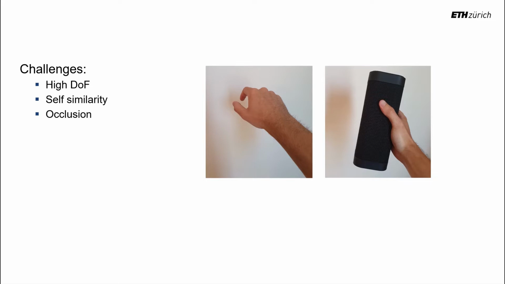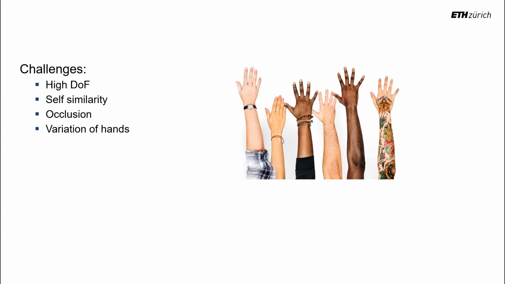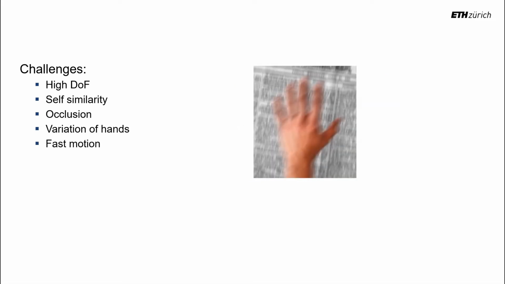Also, humans exhibit a lot of variation in their size and shape, which we need to account for. Another challenge is that we move our fingers and hands very quickly, which leads to motion blur that can cause the illusion of the important contours around the fingers.